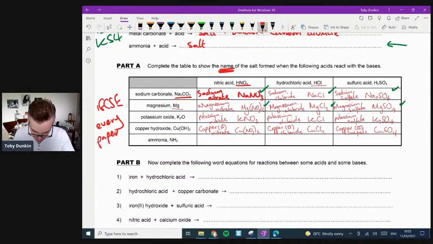Next, ammonia and nitric acid is going to form ammonium nitrate. The formula will be NH4NO3. Then ammonium chloride. It's really tough getting in all the words to this, which will just be NH4Cl, and then the ammonium sulfate, which will be (NH4)2SO4.